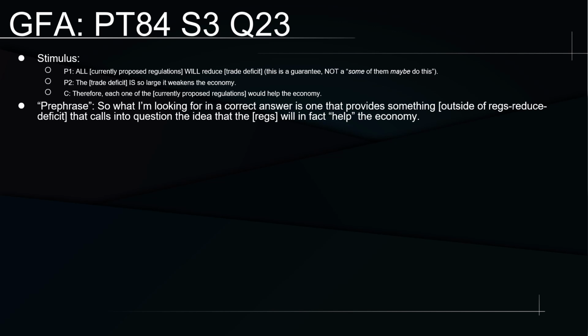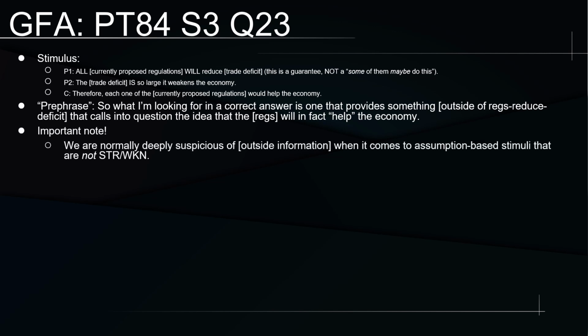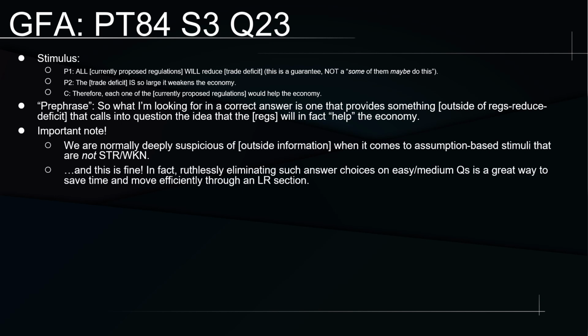So, importing that so-called pre-phrase that I came up with at the end of the last slide into our analysis here, I do want to stop to make an important note. We are normally deeply suspicious of outside information when it comes to assumption-based stimuli that are not of the strengthen or weaken type. Those two are the only places where we're by default fairly accepting of outside info. Everywhere else, we don't really like it. And I want to emphasize that this is fine. Keep doing that. In fact, ruthlessly eliminating such answer choices early in the section on easy or medium questions is a great way to save time and move efficiently through the LR section.